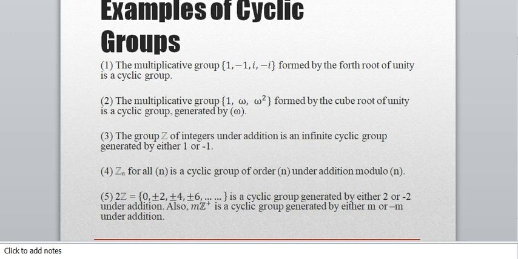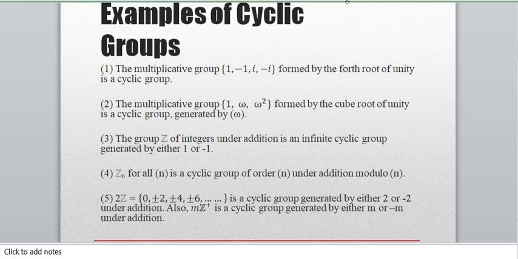So moving on to our first part, the examples of a cyclic group. Let me just put this onto the screen. Now you can see better. Examples of a cyclic group. The first example: the multiplicative group 1, minus 1, i, minus i, formed by the fourth roots of unity, is a cyclic group. This is a cyclic group because it has a generator that will generate the group. So finding the generator is your work.